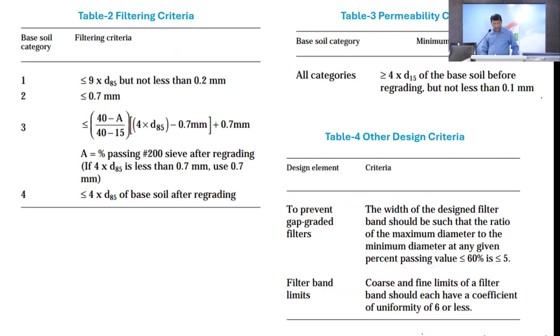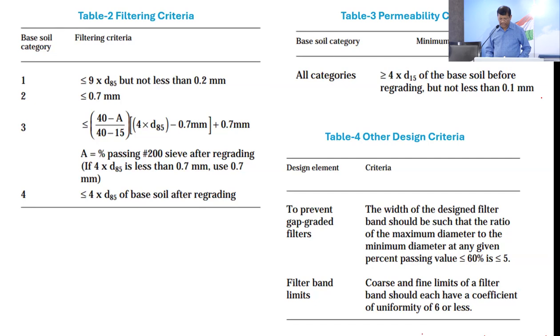And then there are filter criteria. We come up with the filtering criteria: what should be the filter gradation, depending on the base soil. And then there are other design criteria, like the filter has to be gap graded, or the filter band should have a limit, because when we design a filter we have a band. We cannot say that exactly this will be the gradation. We give a range of gradation, that's why we have a lower limit and upper limit.